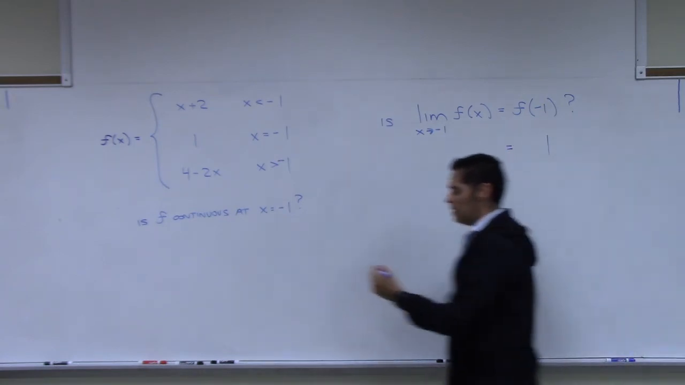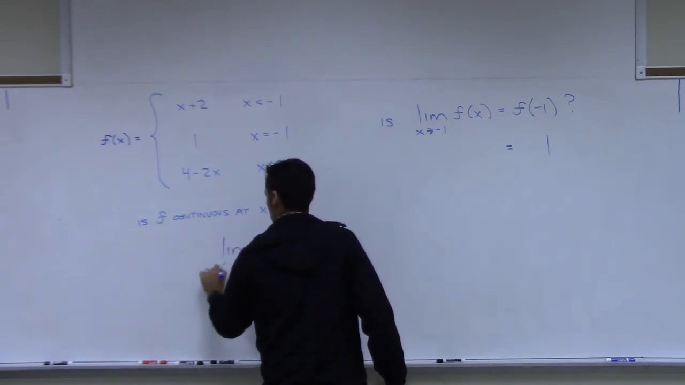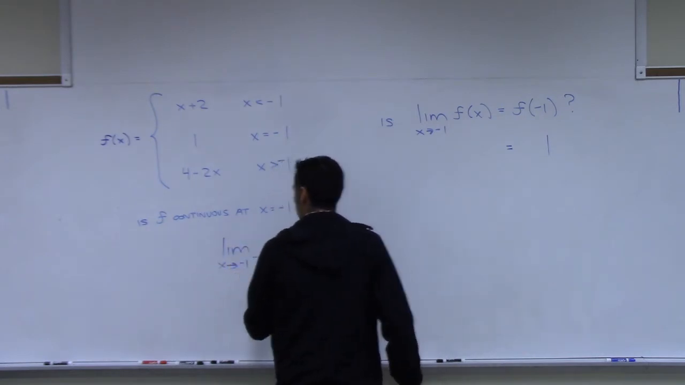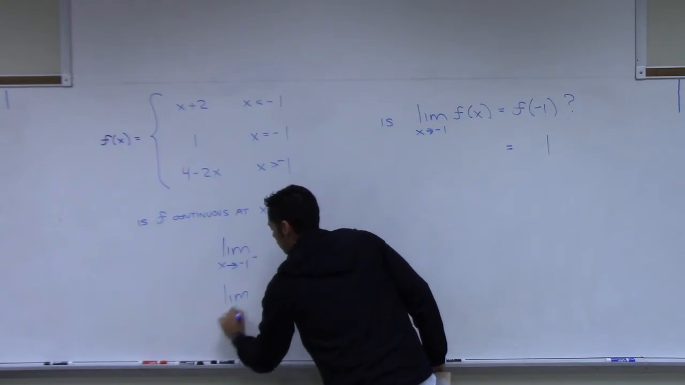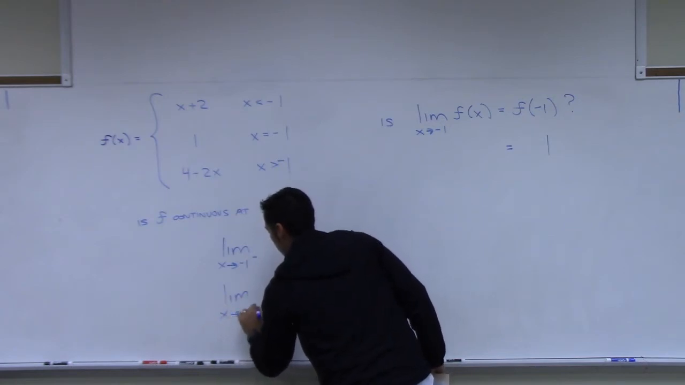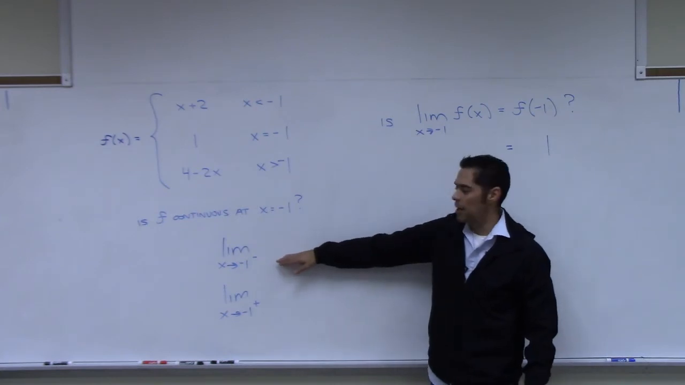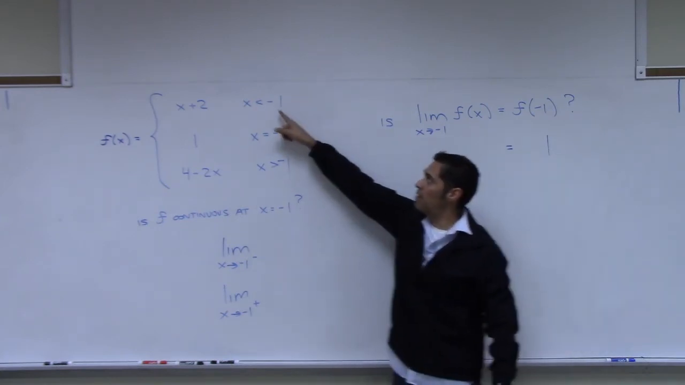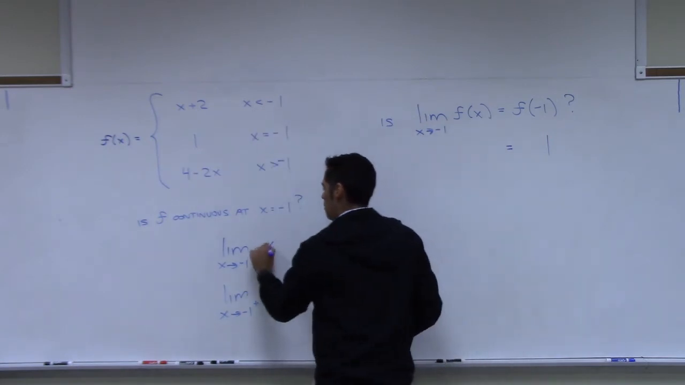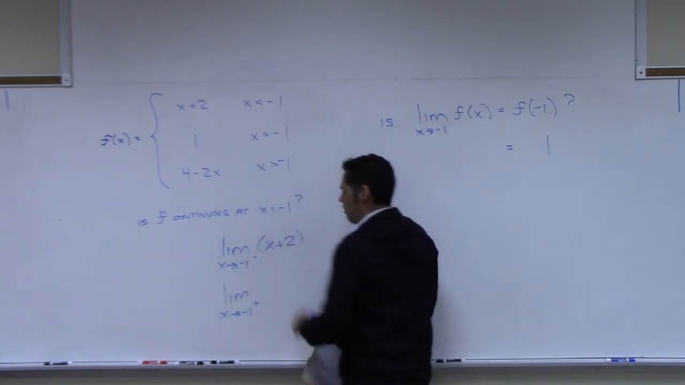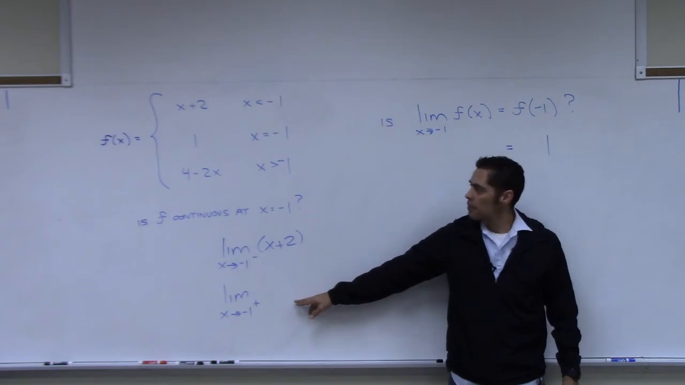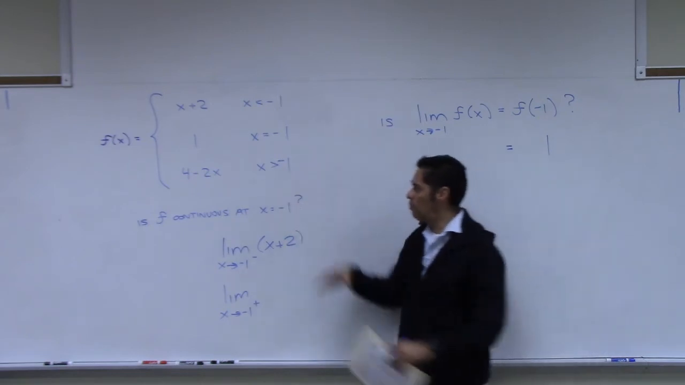Okay, so let's do them quick. I'm going to go limit as x approaches -1 from the left, and the limit as x approaches -1 from the right. Now, to save myself a little bit of time, what function goes into this limit? First function, because I'm less than -1, so x plus 2. And then which one goes into this one? The 4 minus 2x, the bottom one.